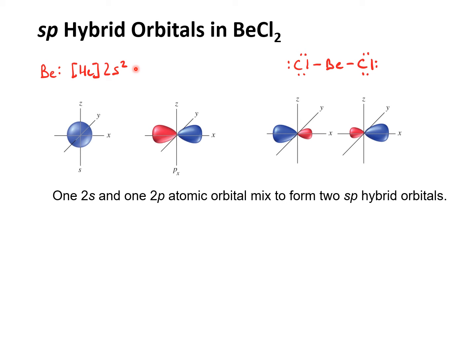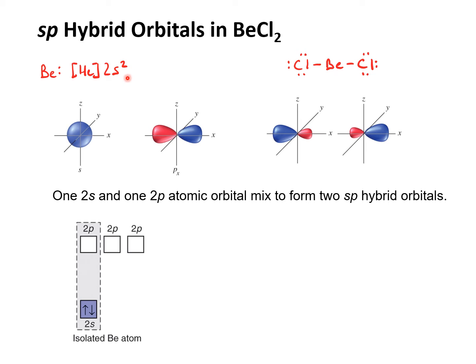Now, looking at those electrons in greater detail as an atomic orbital diagram, we can see that yes, indeed, those 2 valence electrons are located in the 2s atomic orbital, where one of the valence electrons is spin up and the other electron is spin down. Of course, in the case of beryllium, the 2p atomic orbitals are empty.